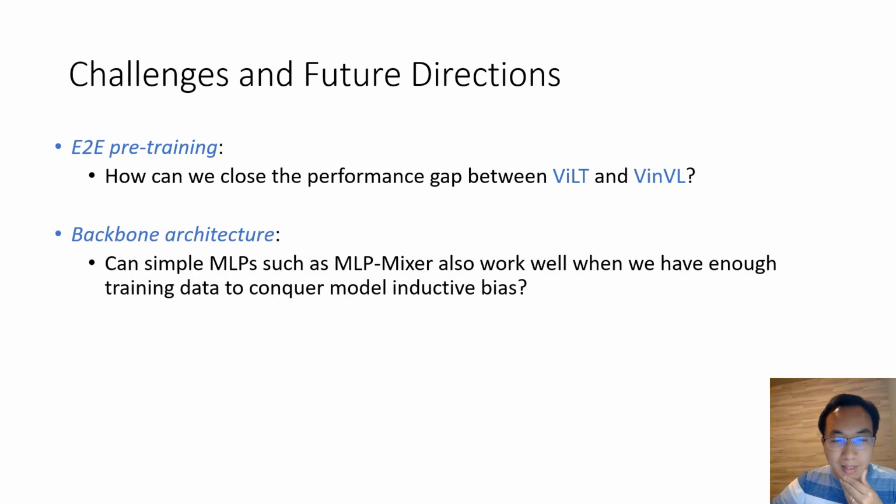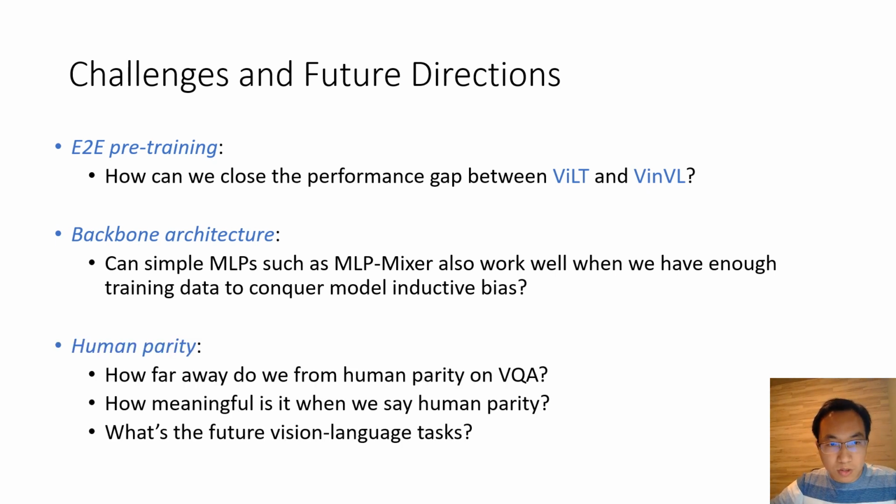Second is the backbone architecture. Can a simple MLP, such as MLP-Mixer, also work well when we really have large-scale image text data to overcome the model inductive bias? Besides vision transformer, MLP-Mixer, ResMLP, gMLP, all these kinds of concurrent work are really also attracting people's eyes. So whether the same idea, for example the MLP-Mixer backbone, can also be used for vision language modeling is an open question.